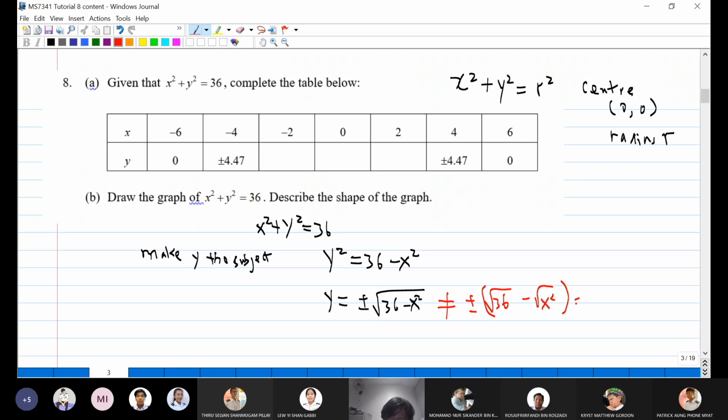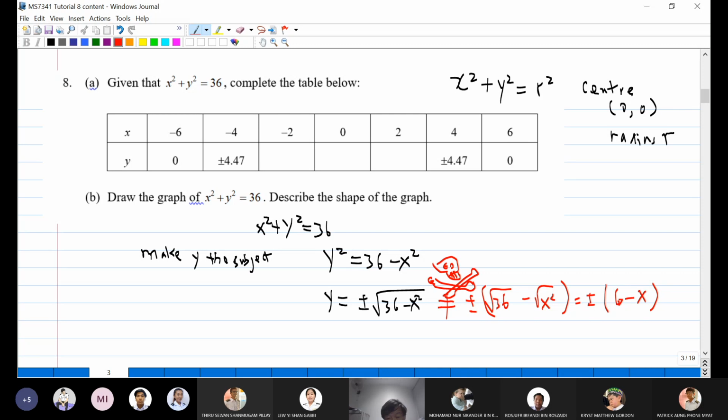Because if you do that, you get a straight line. The square root of 36 is 6, and you get x minus 6 here. So this one is very dangerous. Okay, just stop at this one. This is how you get this equation.